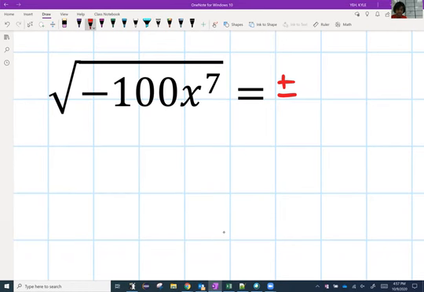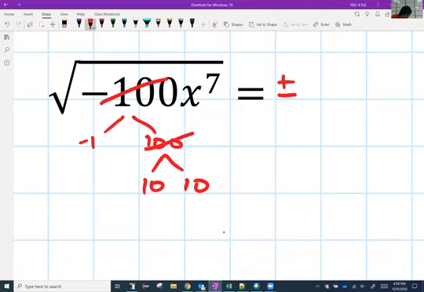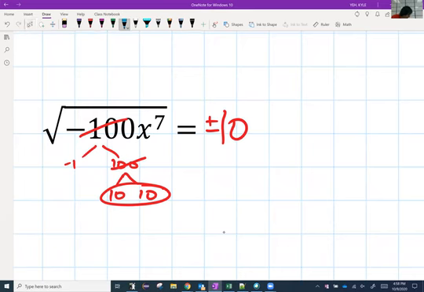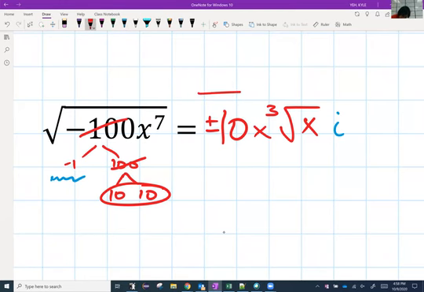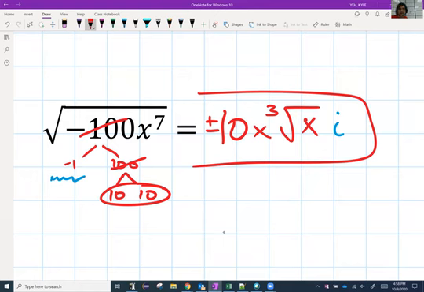And now that you paused it and unpaused it because you got your answer, I'm going to go ahead. I know I have a negative 1 and 100. 100 is just 10 times 10. And that's a pair. So I can pull a 10 out. I'm not going to forget about my i, because I know it was negative inside there. x to the 7th. How many pairs can I pull out of 7? 2, 4, 6. Okay, so I have 3 pairs and then 1 extra. So I can pull 3 x's out. I'm going to have 1 extra x inside there. And I'm going to make sure to include my i at the end. Plus or minus 10x cubed root x, i.